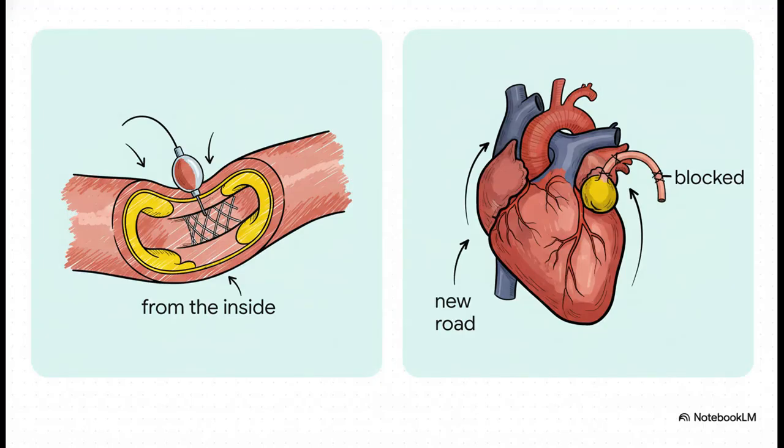So look, here's the choice in a nutshell. Are we going in with a minimalist approach, basically propping the vessel open from the inside with a stent, or do we have to build a whole new highway around the traffic jam with bypass surgery? 2 very different tools for 2 very different problems. Choosing wrong has huge consequences.